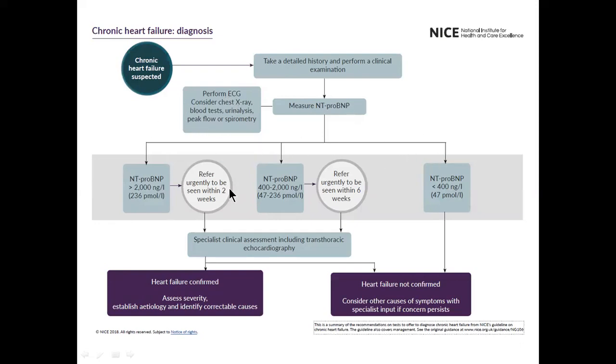Then according to the BNP, as we said, if the NT-proBNP is more than 2,000, here refer urgently to be seen within 2 weeks by a cardiologist and to do transthoracic echo. If the NT-proBNP level is between 400 and 2,000, here the patient needs to be referred within 6 weeks with transthoracic echo at that time. If the level is less than 400, that means heart failure is not confirmed, and here you should consider other causes of the symptoms. So you should conduct other investigations.